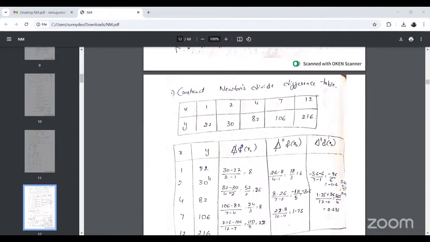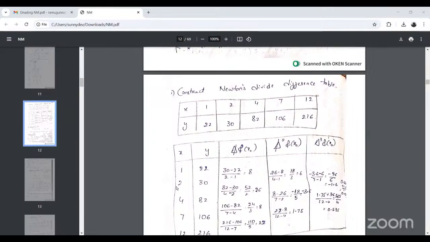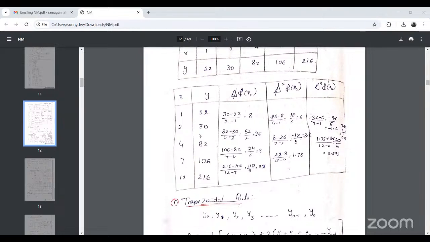Now they are asking us to construct Newton's divided difference table. The x values are 1, 2, 4, 7, 12, and the y values are 22, 30, 82, 106, 216. First we find the first differences.